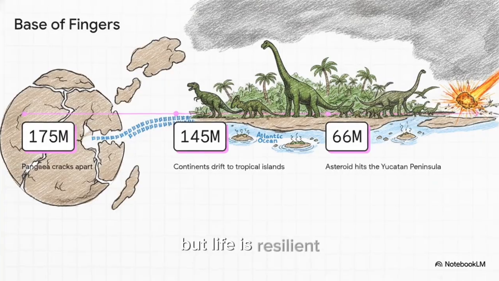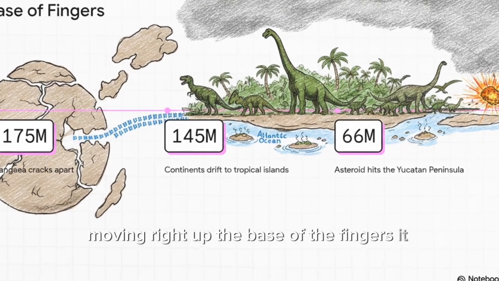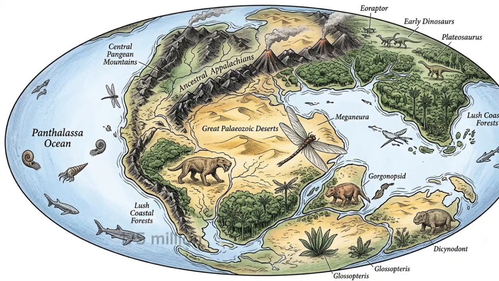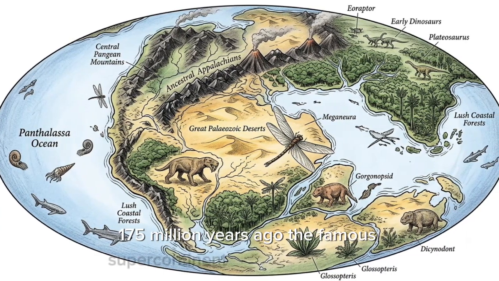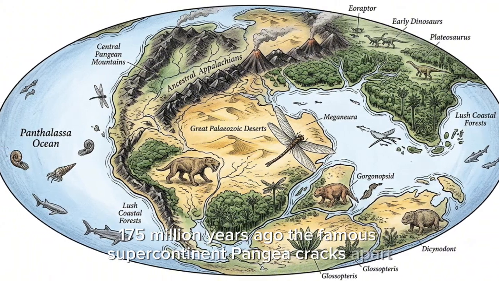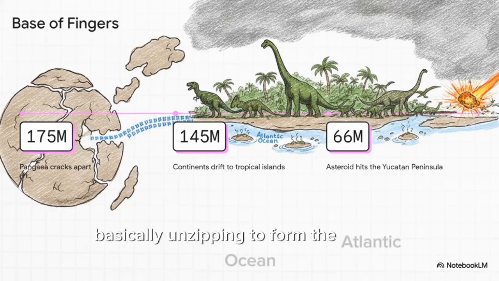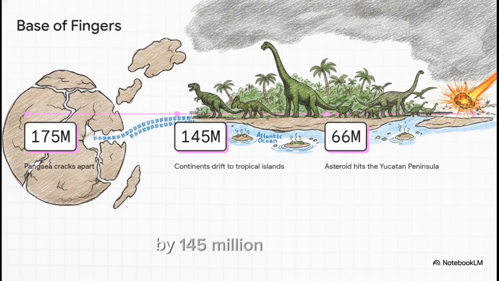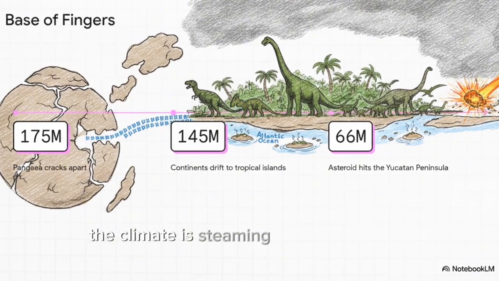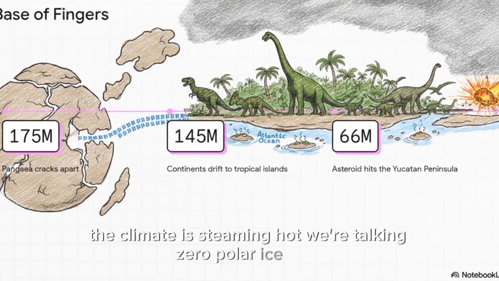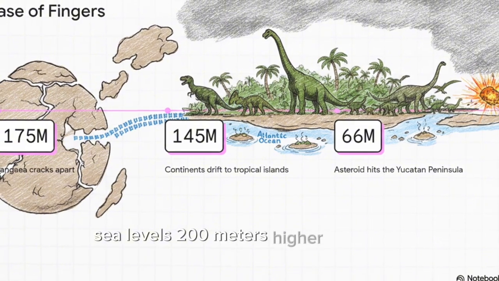But life is resilient. Moving right up the base of the fingers, it recovers yet again. 175 million years ago, the famous supercontinent Pangaea cracks apart, basically unzipping to form the Atlantic Ocean. By 145 million years ago, the climate is steaming hot. We're talking zero polar ice caps, sea levels 200 meters higher than they are today.